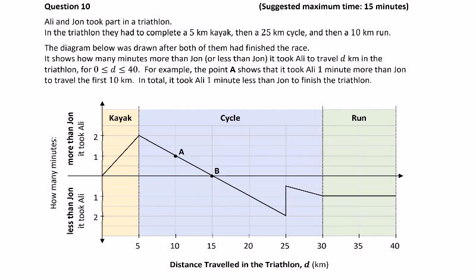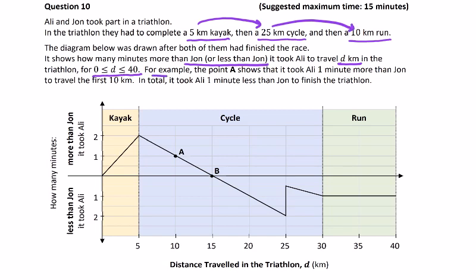Question 10, Ali and John took part in a triathlon. In the triathlon, they had to complete a 5k kayak, a 25k cycle, and a 10k run. The diagram below was drawn after both of them had finished the race. It shows how many minutes more than John or less than John it took Ali to travel d kilometers in the triathlon, and d is between 0 and 40. 5 and 25 is 30. 30 and 10 is the total distance, 40.